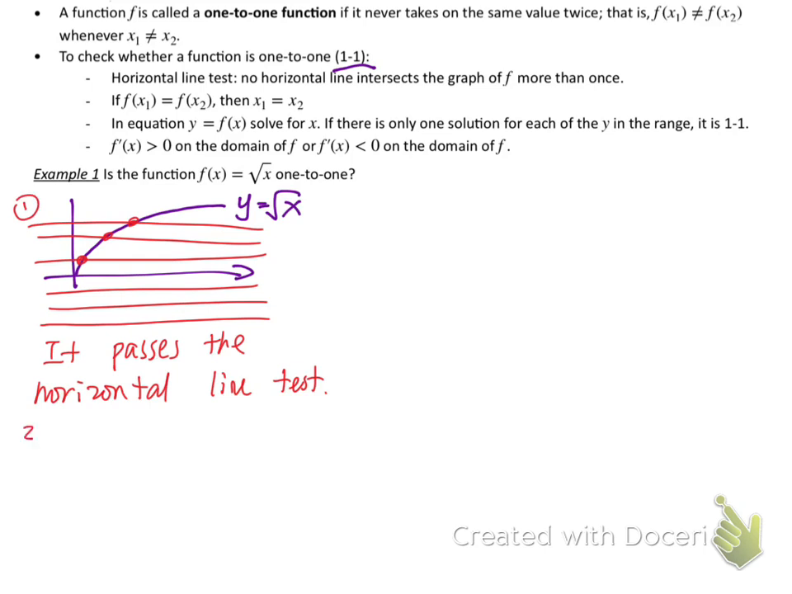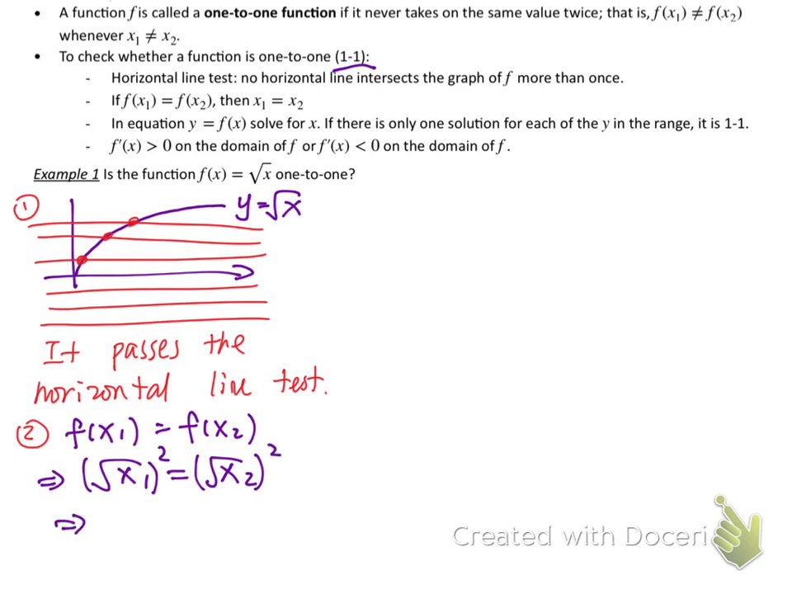Second way, you really just set up two different inputs, x1 and x2, and say their outputs are the same. So my f of x1 equals f of x2. But what does it mean? It means square root of x1 is square root of x2. That's what function f is. Then I square both sides. I get x1 equals x2. So what it says is the same output must come from the same input. The same y coordinate has to come from the same x coordinate.